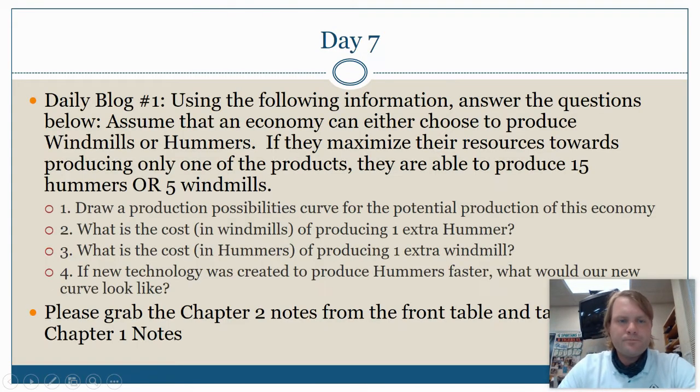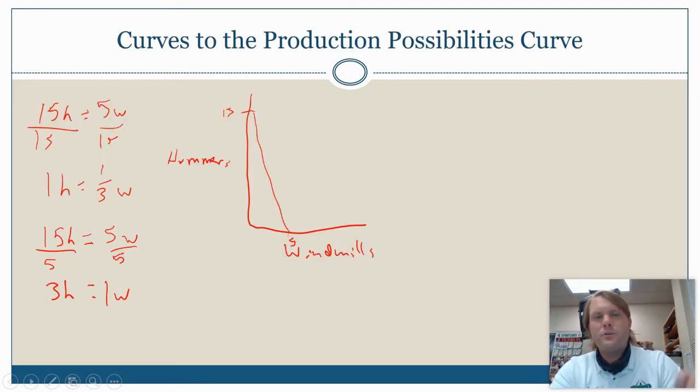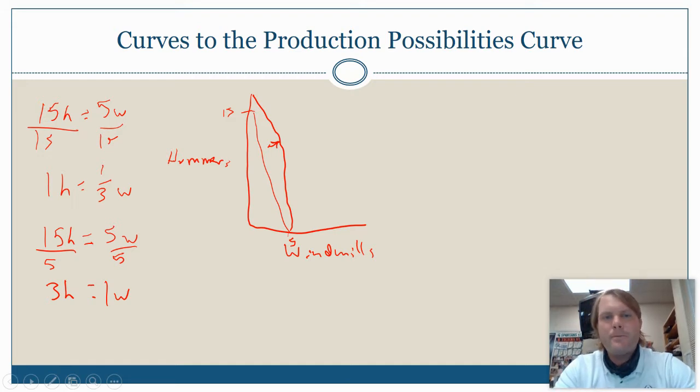Last part of the question. It's asking us, okay, if new technology is created to produce Hummers faster, what's our new curve going to do? First of all, it doesn't say anything about windmills, so we're only going to shift out one side of this line. It's going to look something like that. Okay, and again, hopefully your handwriting is a little bit better than mine. This line should be straight. Okay, hopefully that works for you.